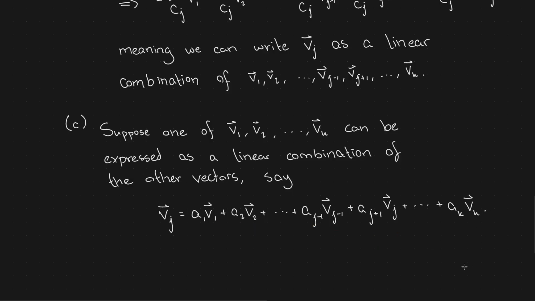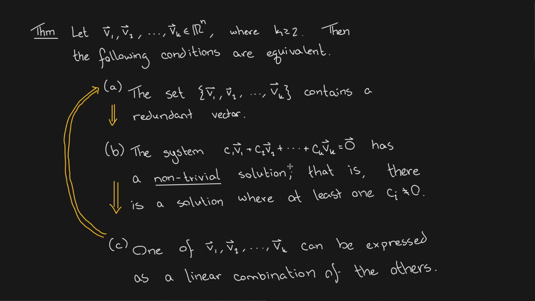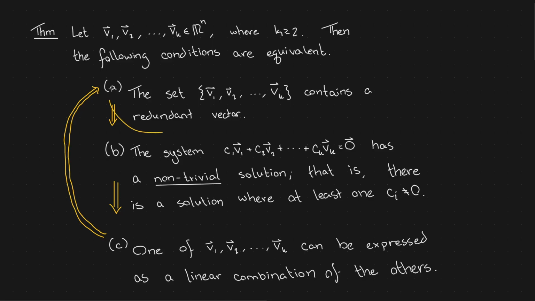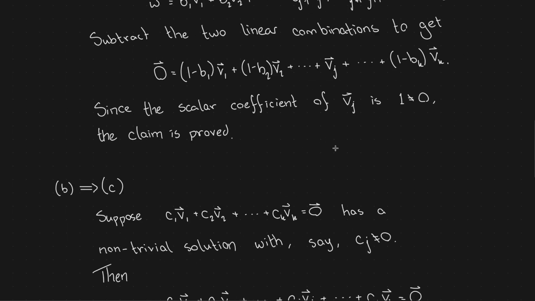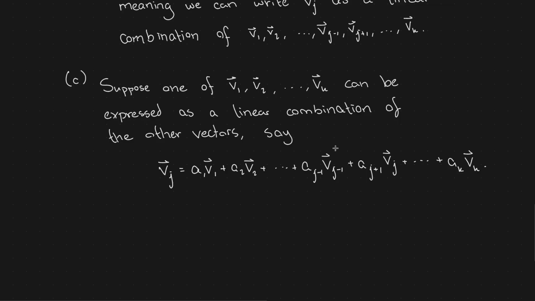So all I've done so far is state my assumptions. I'm assuming that one of the vectors can be expressed as a linear combination of the others. Now I want to show that the set contains a redundant vector. Specifically, we're going to show that vj is the redundant vector.